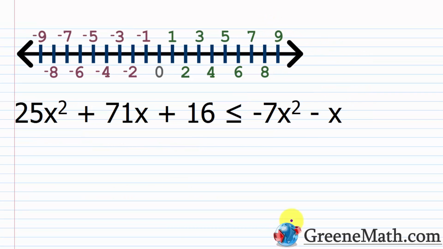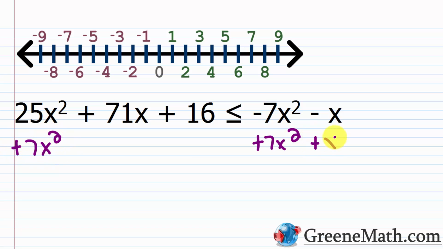All right, so that one was pretty easy. This one's also going to be easy, but just a little bit more tedious. So we have 25x squared plus 71x plus 16 is less than or equal to -7x squared minus x. So again, the first thing I'm going to do is write this as a quadratic expression on the left, 0 on the right. So I can add 7x squared to both sides of the inequality.